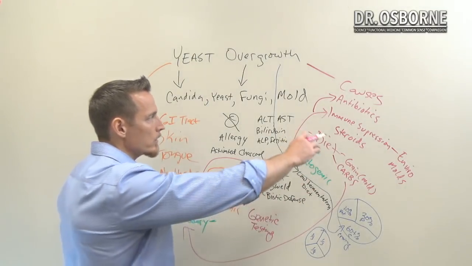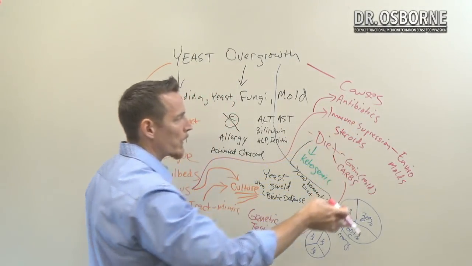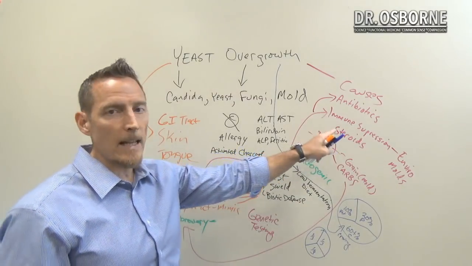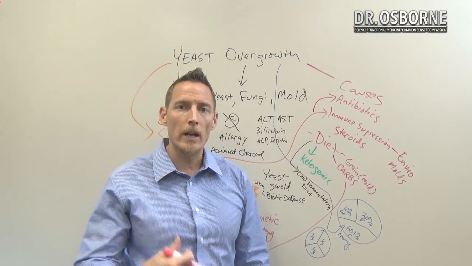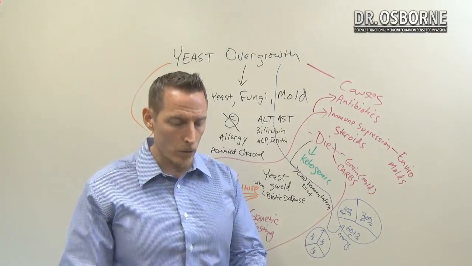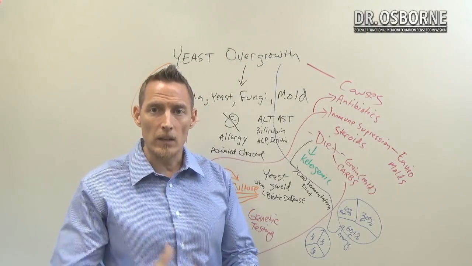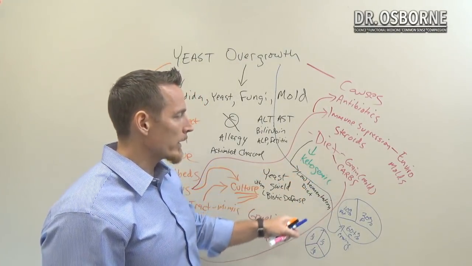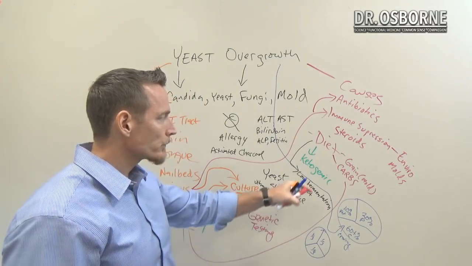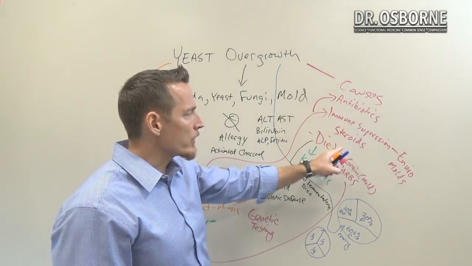Lots of things can cause a yeast overgrowth, including antibiotics, immune suppressants, allergy medications, steroids, antacid medications, which we haven't mentioned yet. But they suppress stomach acid, which is one of the ways we kill yeast when we eat it in our foods before it can colonize in our lower GI tract. So medications can cause it.